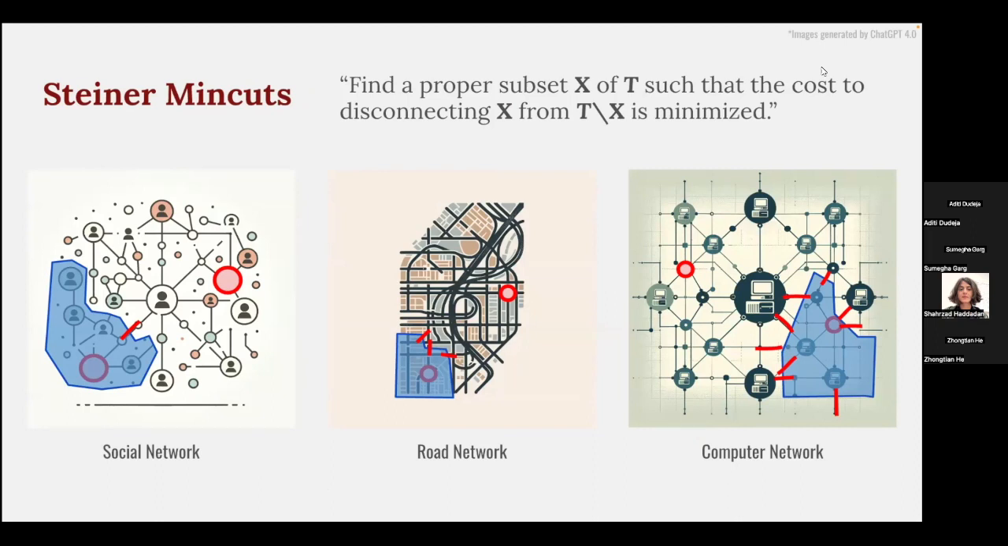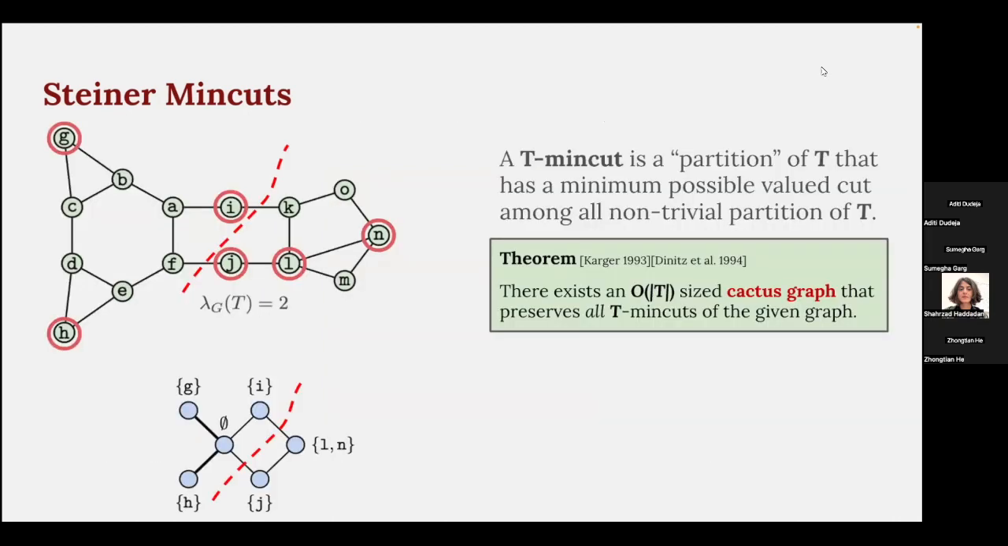And it is also a generalization of ST mincut, because you can just set T to be the set S and T. What is T? T is a terminal set, a subset of vertices. So you want to find the minimum cut that disconnects T. So for example, in this graph, if we set T to be those 5 red vertices, and this guy, the Steiner mincut will be 2.